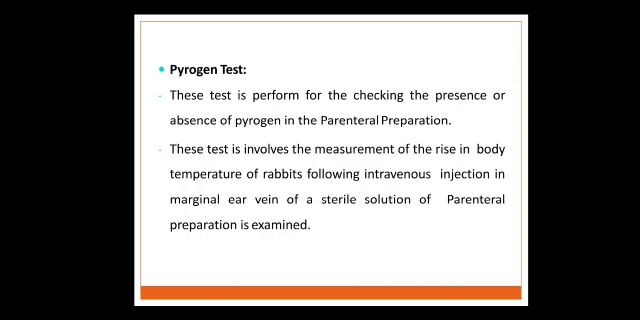Another one is the pyrogen test. This test is done as per the IP 2007 to check the presence or absence of pyrogens in all aqueous parenteral preparations. The test involves the measurement of the rise in body temperature of rabbits following intravenous injection of a sterile solution of the parenteral preparation being examined. Rabbits are used to perform this test because their body temperature increases when pyrogens are introduced into their bodies by parenteral route.